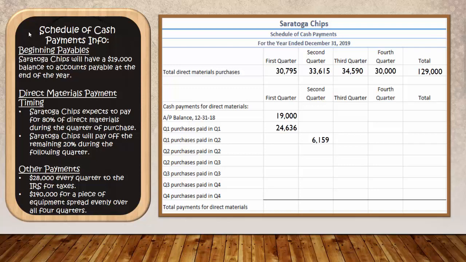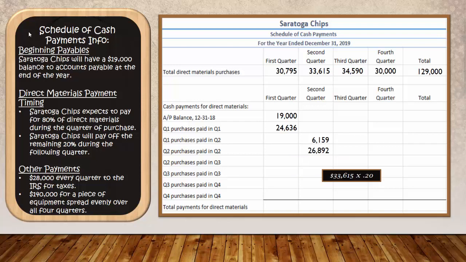Next, we need to figure out the portion of our second quarter direct material purchases which we are actually paying for in the second quarter. And we know that we pay for 80% of all purchases in the quarter that we made that purchase. So of the $33,615 in total direct materials that we purchased, we're going to pay for 80% of that. We take $33,615, multiply it by 0.80, and determine that Saratoga Chips is going to spend $26,892 on direct material purchases in the second quarter.